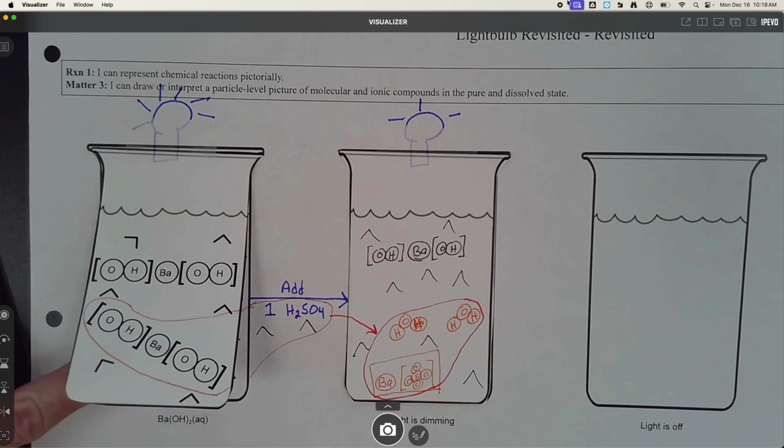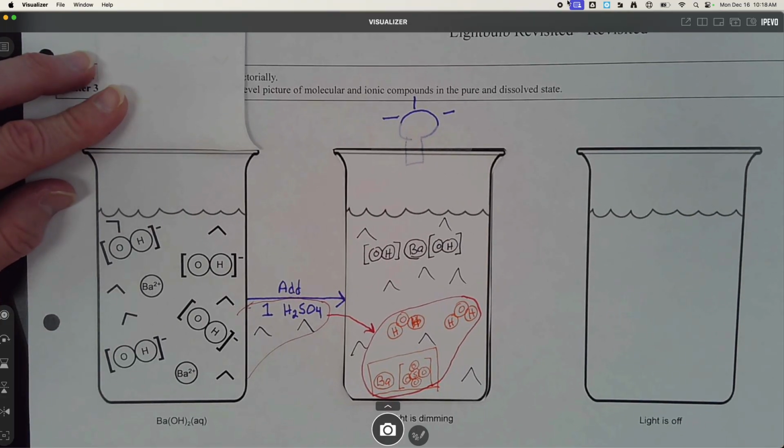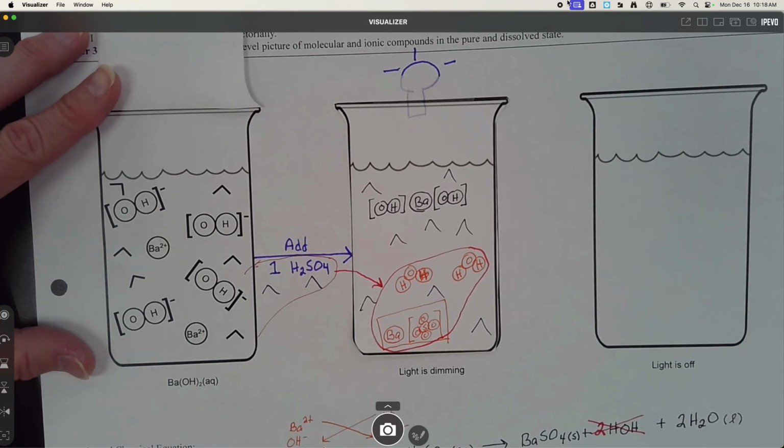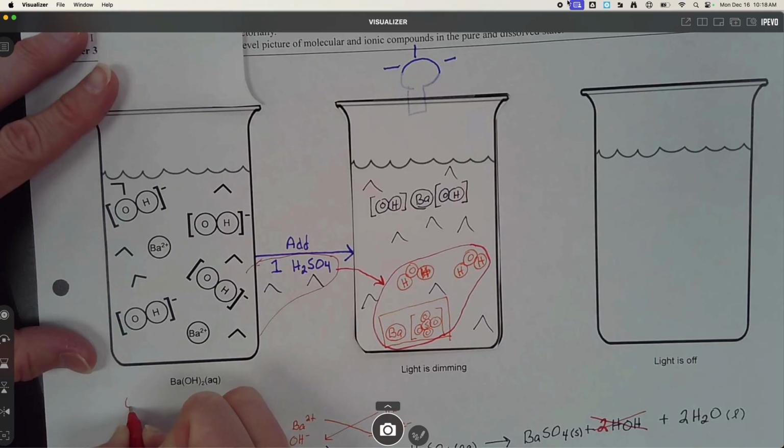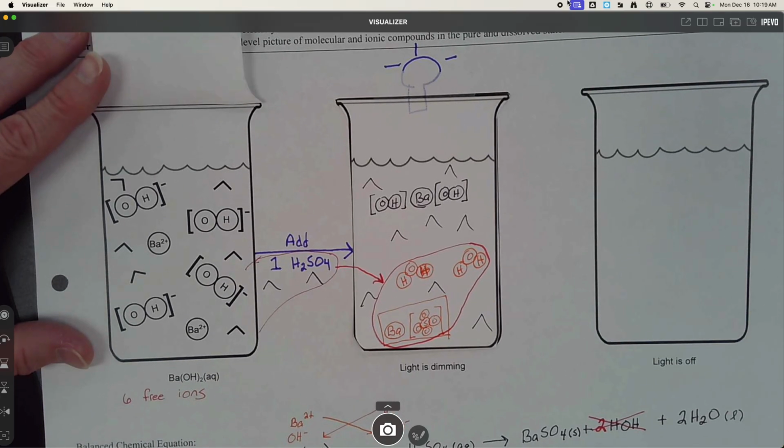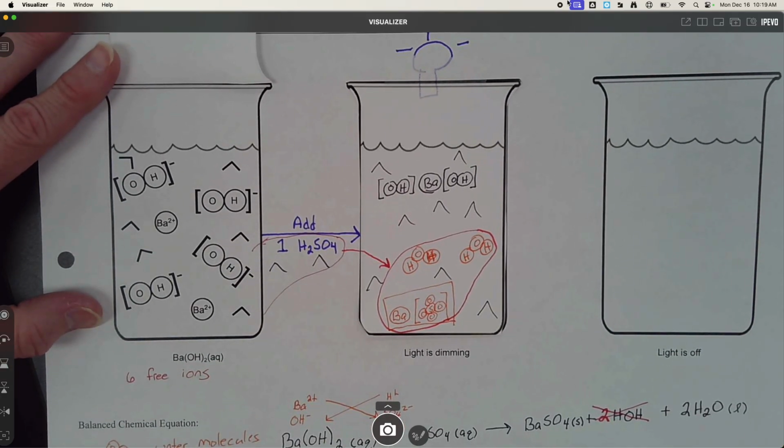When our light bulb was nice and bright, it's because the barium hydroxide looked like this. We had 6 free ions. They were ions that had been freed from their partner, and they could move around. The only way ions can conduct electricity is if they're detached from one another, and the positive ion can go one way and the negative ion can go the other way. So here we have 6 ions that are free to move around.